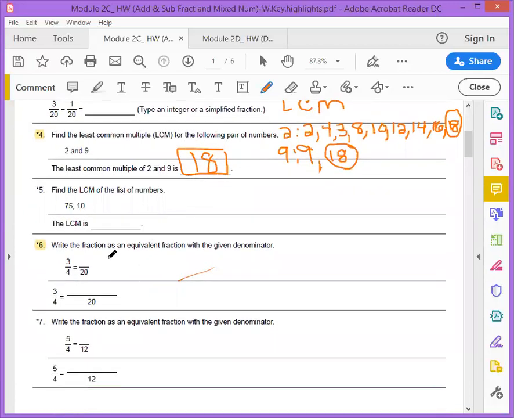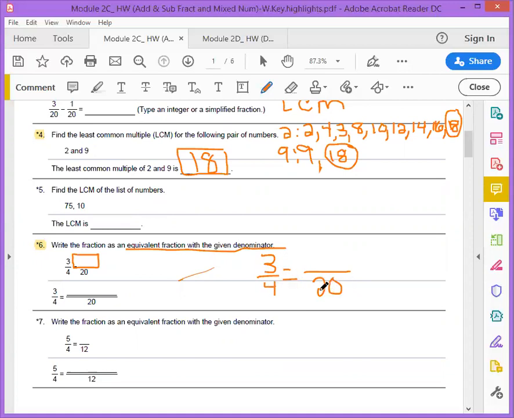Now look at example 6. You have the fraction 3/4 and you're asked to write this as an equivalent fraction with a given denominator. So leaving the denominator as 20, how can I convert this numerator? So you really just want to fill in this top part of the fraction. Now, in order to fill in that space, you want to figure out how you acquired 20 in the denominator. What did you do to your 4 in order to get 20?